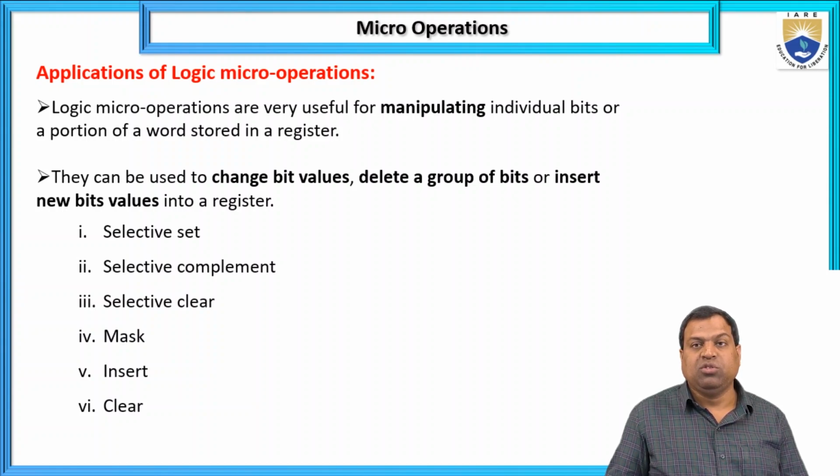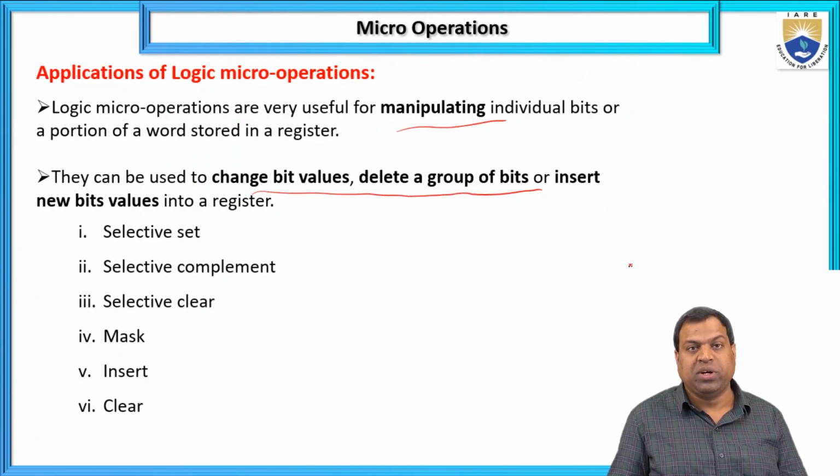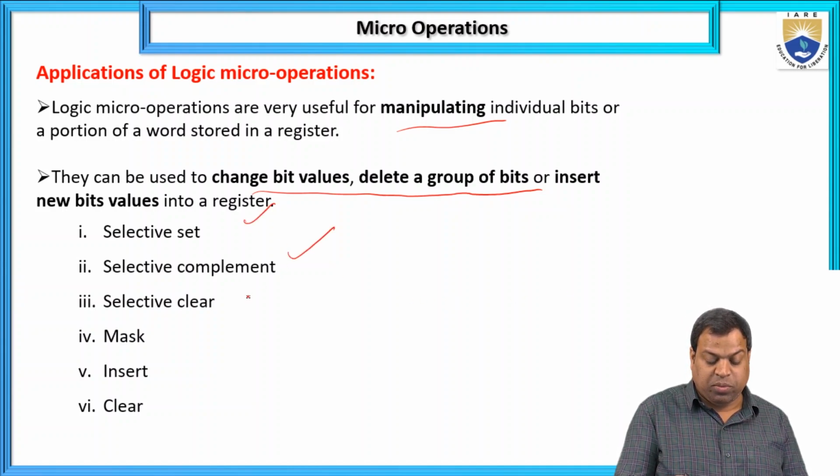Now the applications of logic microoperations. Logical microoperations are useful for manipulating individual bits or a portion of a word stored in a register, and they can be used to change the values of or delete a group of bits, or insert new bit values in a register. For manipulating, changing bit values, deleting a group of bits or inserting bits, we use logic microoperations. There are several types of logical microoperations with registers: selective set, selective complement, selective clear, mask, insert, and clear. We will discuss each one.